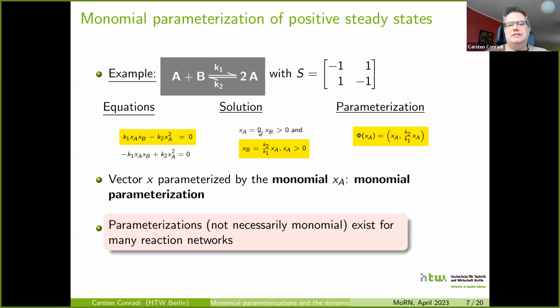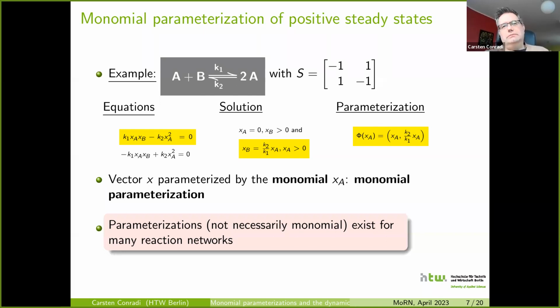One is where xa is 0 and xb is any positive value. And the other one is more interesting. It gives us xb parametrized by xa. And if we put the two together, we get the parametrization. Every positive steady state of this system is of the form xa, and then along this line defined by the slope k2 over k1. So this vector on the right-hand side here gives a parameterization of all positive steady states of the system.